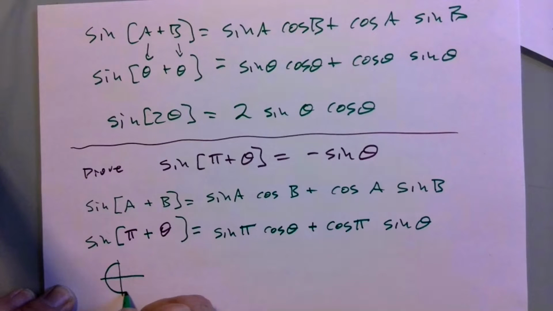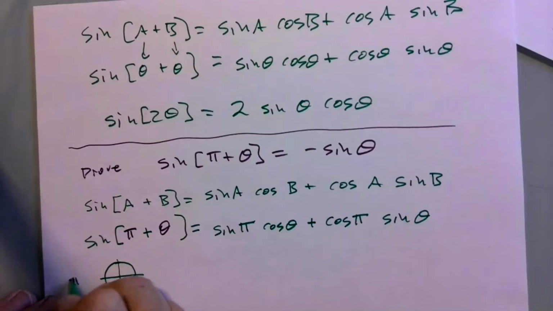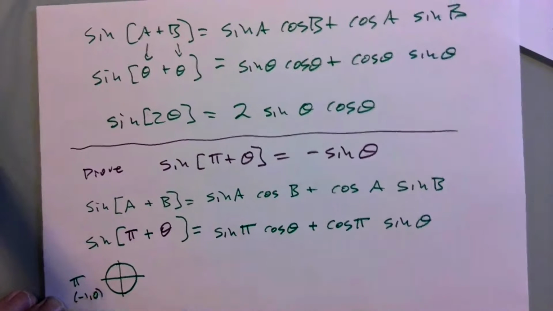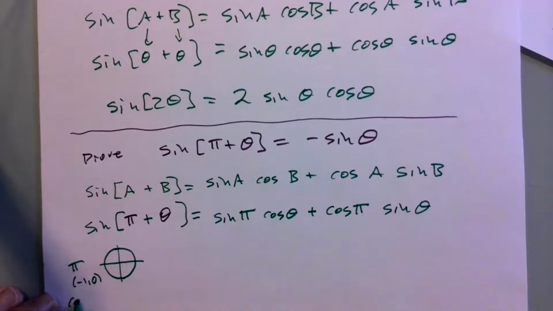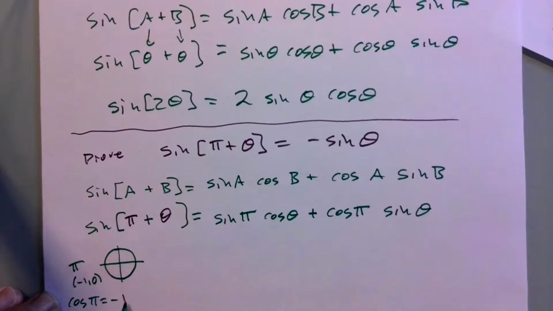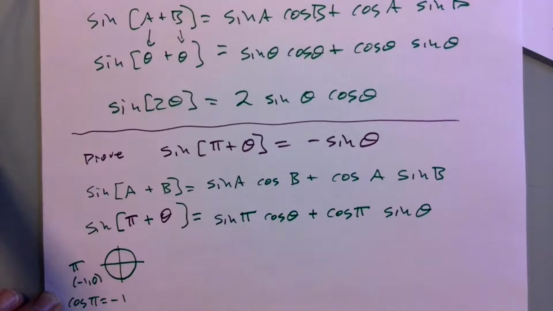Let's look at our unit circle. Our unit circle is over here. Here's pi. The x value is -1. The y value is 0. So from there, we can say cosine of pi is -1. Sine of pi is 0.